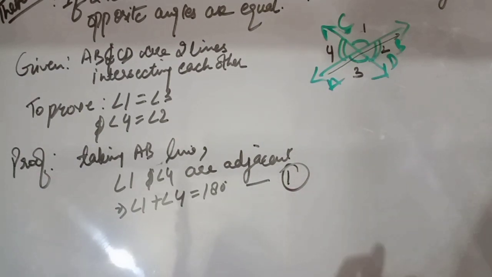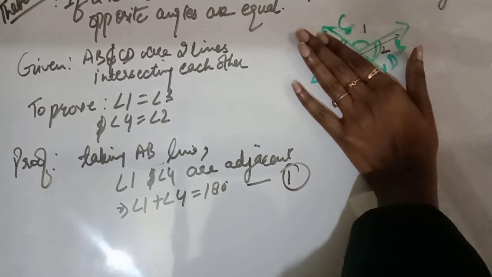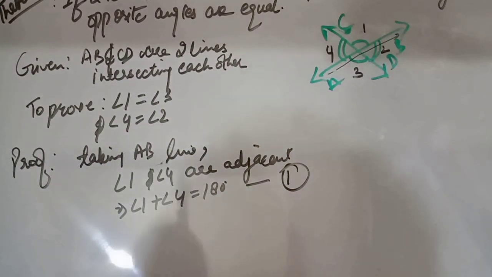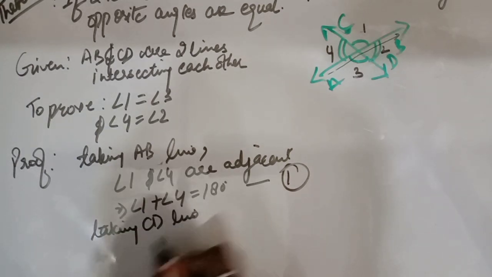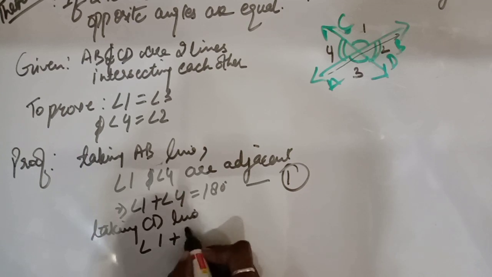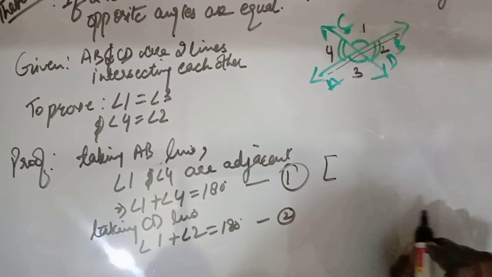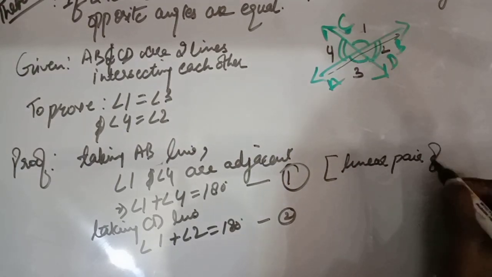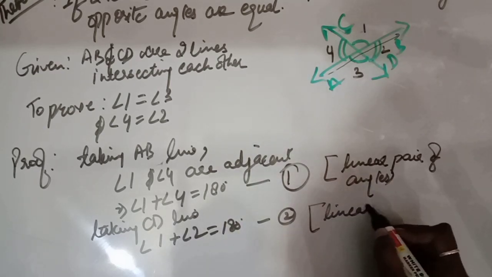Now, consider the CD line. On this line, angle 1 and angle 2 are adjacent angles, which are forming a straight line. Taking the CD line, we can write that angle 1 plus angle 2 is equal to 180 degrees. Here it is a linear pair of angles. And the same reason is here.